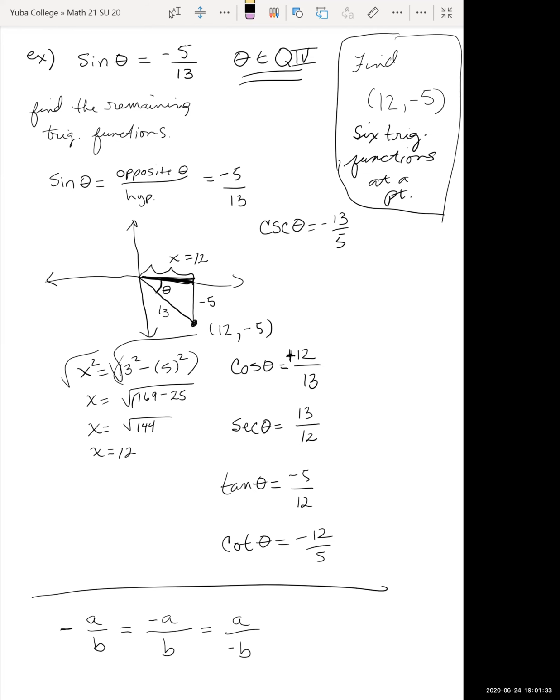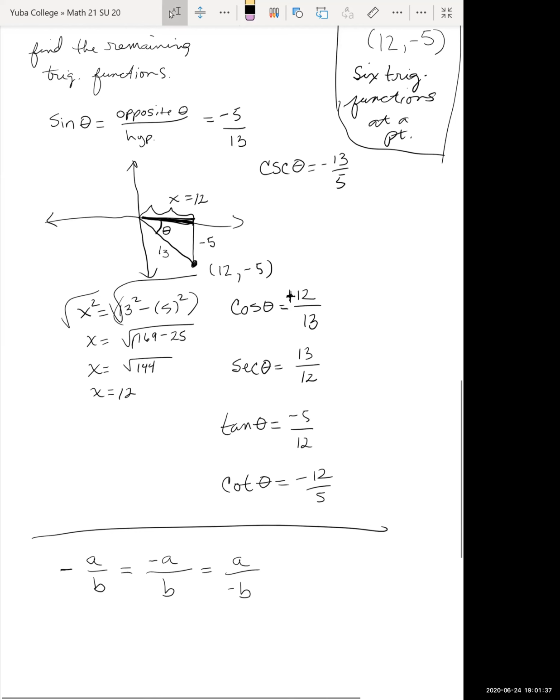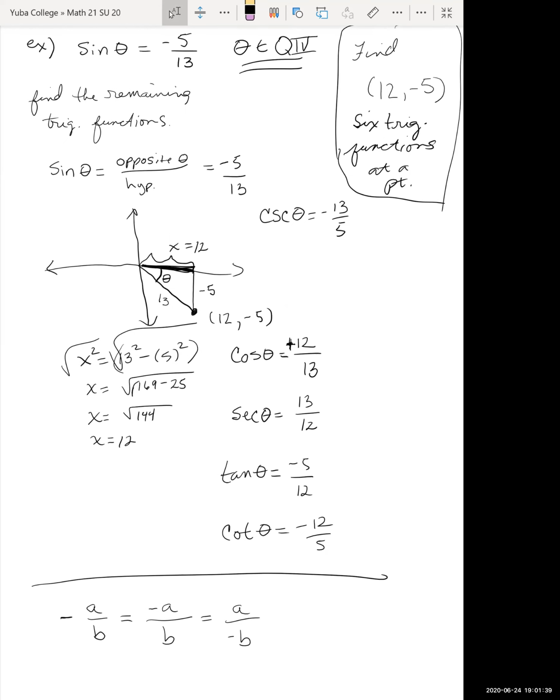If it was in the find-the-point terms, would it also say it's in quadrant 4? No, because once you plot the point, you should know what quadrant it's in, right? Because you would have gone over to the right 12 and down 5 to get to that point, and you would have known that point lies in quadrant 4. Okay, gotcha.